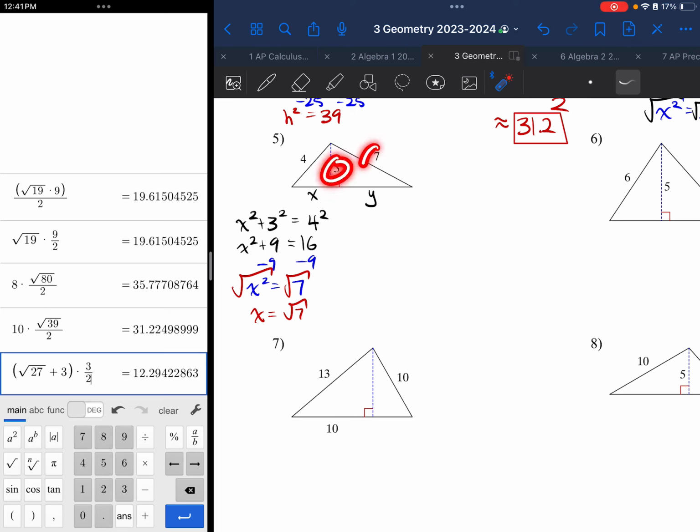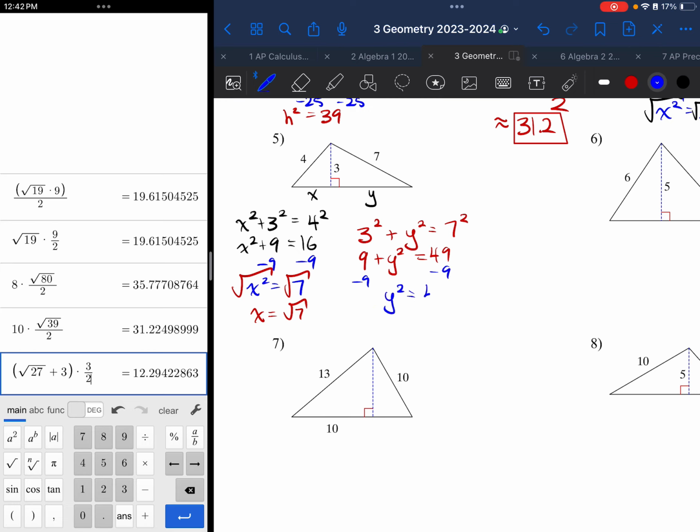Notice I have 1, 2, 3 values. 2 of them we know, 1 of them we don't, which is a sign that we're going to be using Pythagorean theorem with this right triangle. So I'm going to say leg squared plus leg squared is equal to the hypotenuse squared, and solve. I have 9 plus y squared is equal to 49. From there I'm going to subtract 9 to get y squared is equal to 40. And then I'm going to square root to get y by itself, giving us y is equal to the square root of 40.